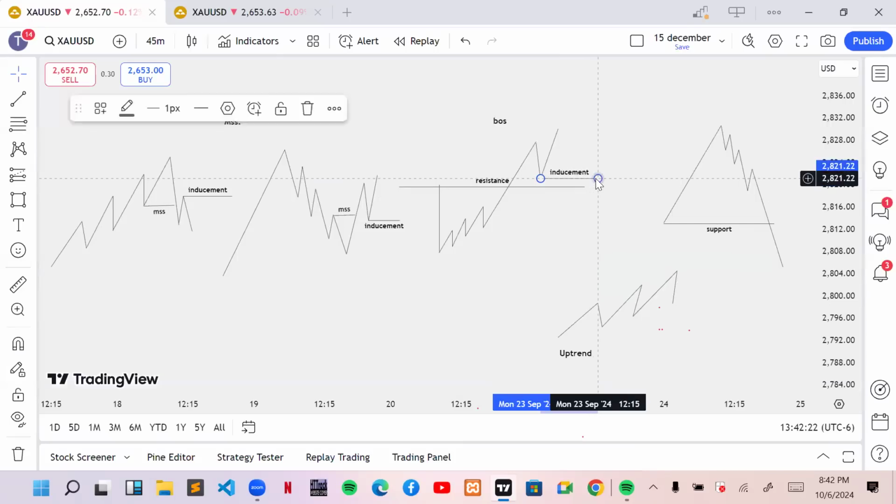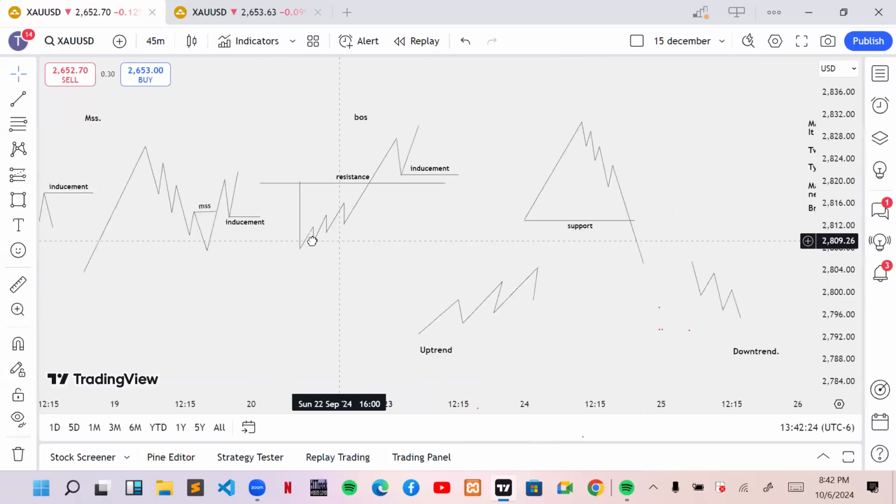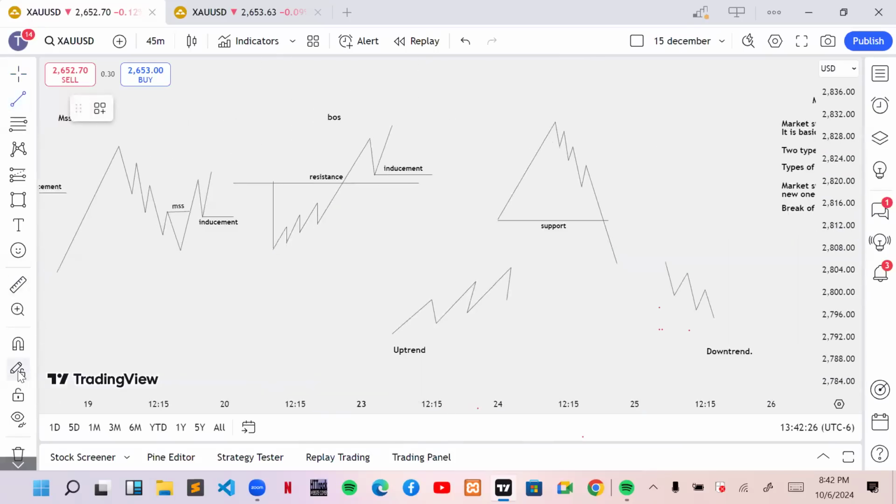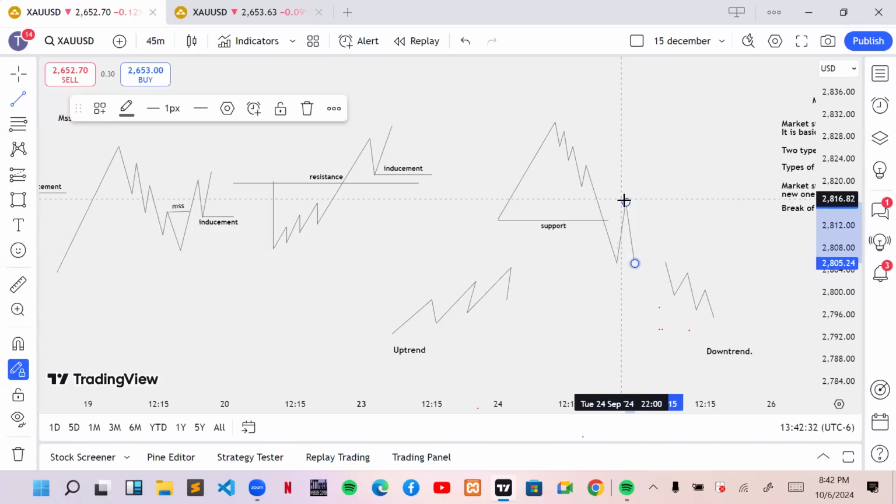Pullback. Same as market breaks the support zone down here. So market will make a pullback. This pullback for continuing this move, this pullback that market makes for continuing that move, is what your inducement is.